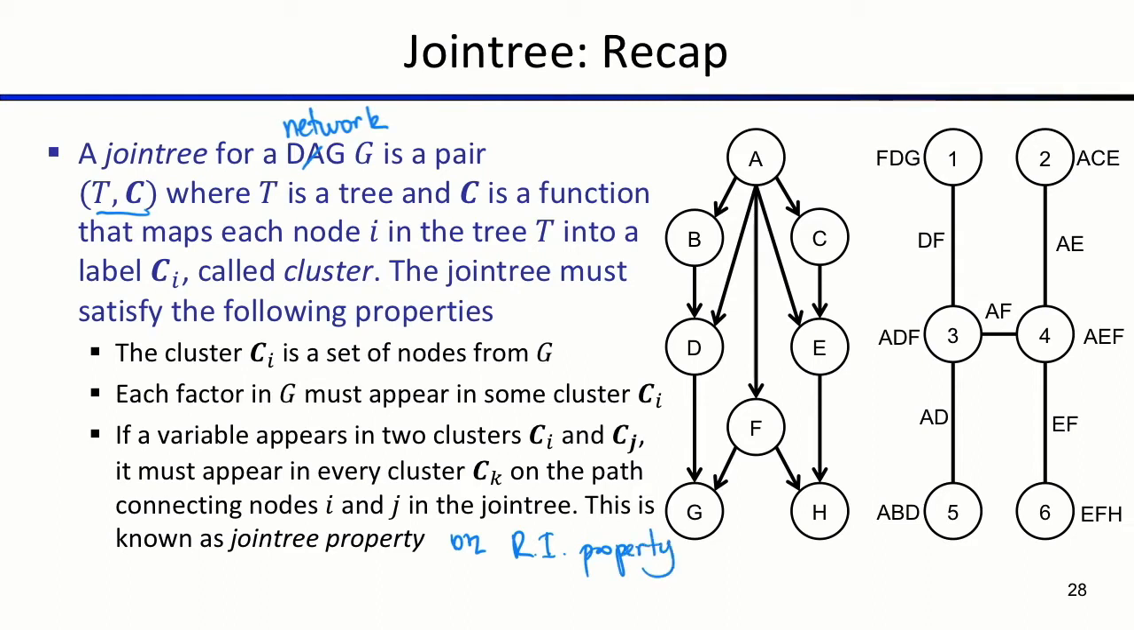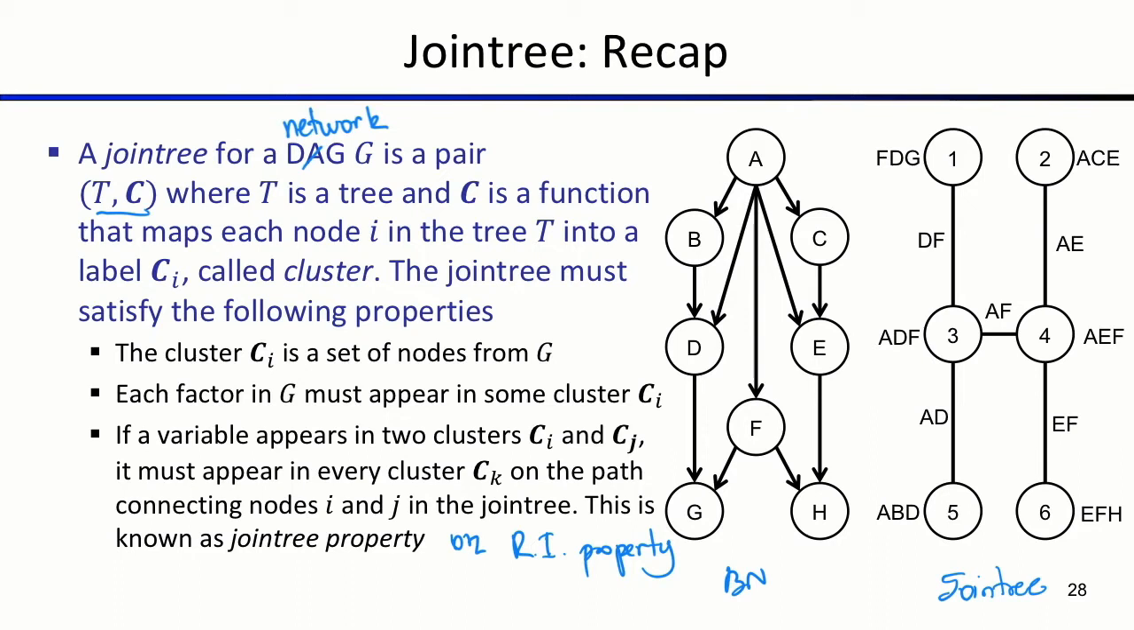Okay, so again, we have a Bayesian network here. We have a joint tree on the right side. So this is the Bayesian network. This is a joint tree. And we can think about those properties, right? So first it must be a tree. We have those clusters. Each cluster Ci is a set of nodes from G.